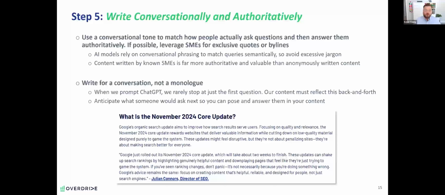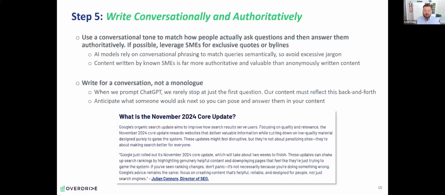And then in terms of the style and tone we want to write for, we want to write for a conversation and not a monologue. Again, we've discussed this. When we prompt ChatGPT, we rarely stop at just the first question. We're going to ask a question, get an answer, and then ask a follow-up question, get an answer, and ask the next question after that. And our content must reflect this sort of logical back and forth. We need to essentially anticipate what someone would ask next so that we can pose and answer that for them in our content.